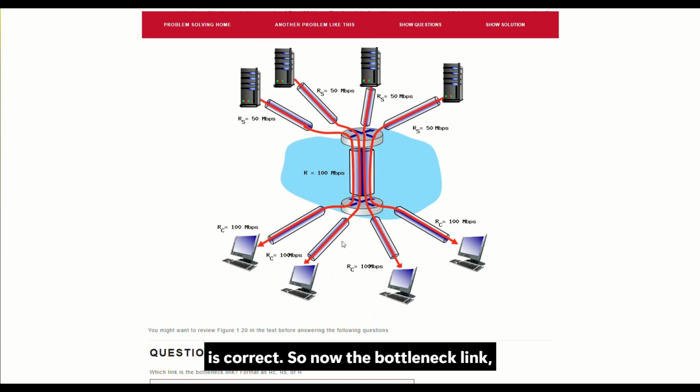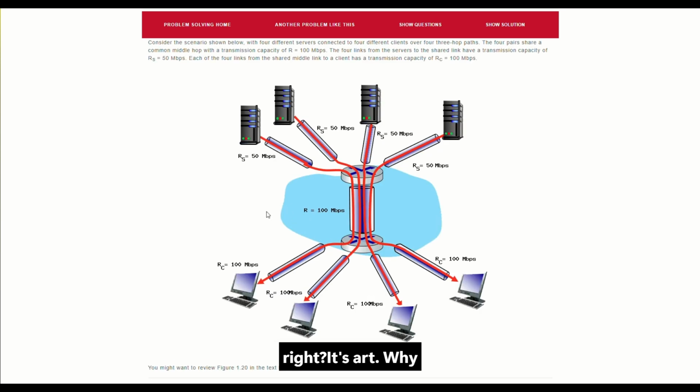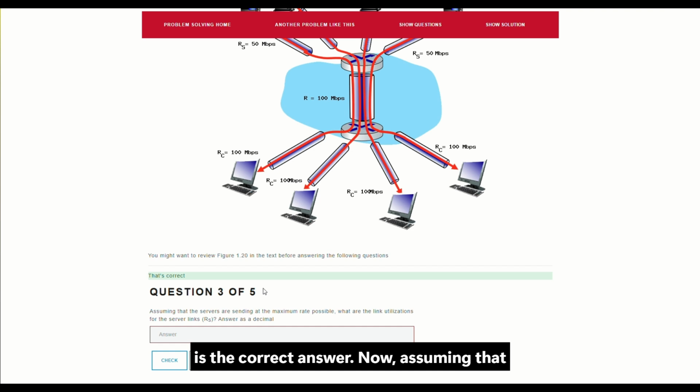So now the bottleneck link, right? It's R. Why? If you add all of these numbers in RS, it's 200. R is 100. RC is 400. R is clearly the smaller number, so R is the correct answer.